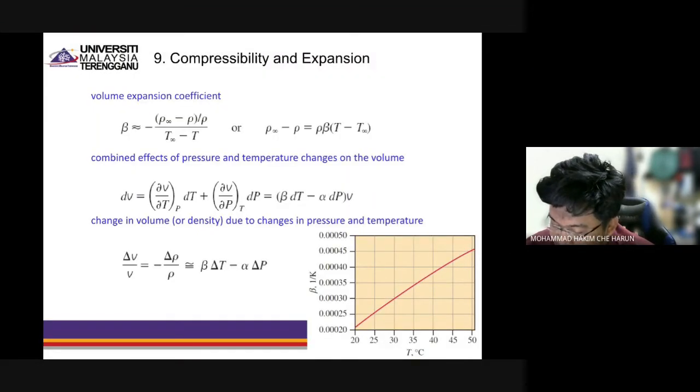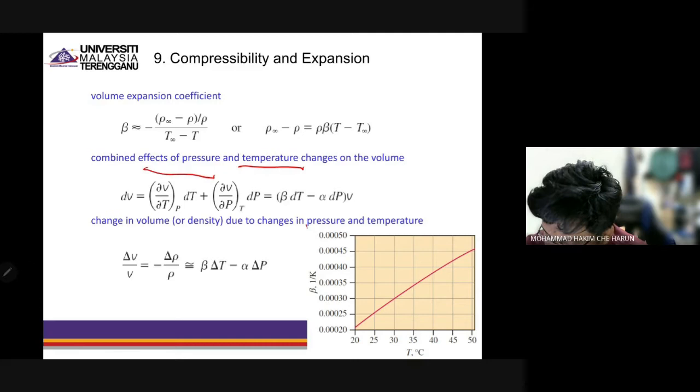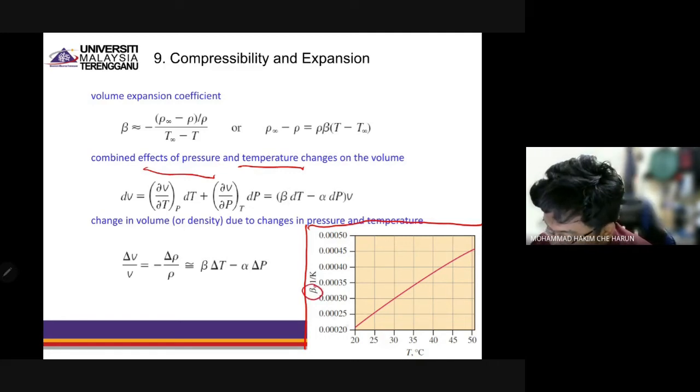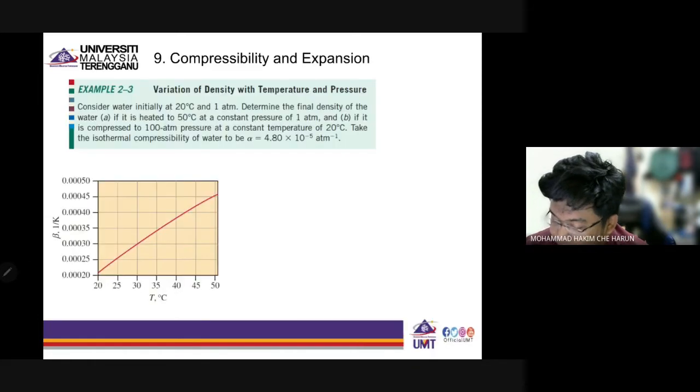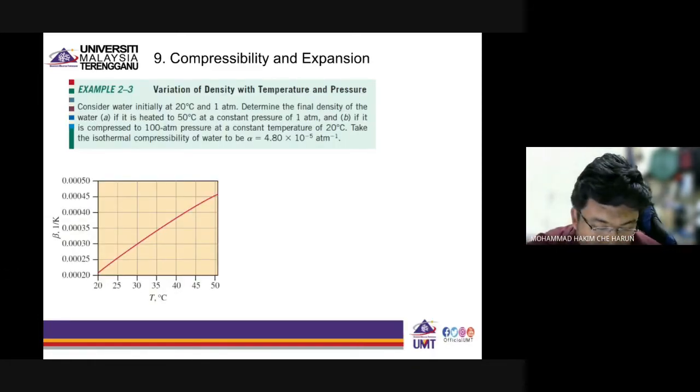Okay, so this is the kind of formula that will be rearranged, with derivation for more information about the combined effect of pressure and temperature and so on. However, I want you to focus on this chart where, as you can see here, the coefficient of volume expansion increases as the temperature increases. Okay. Right. So the next one, let's do a little bit of an example.